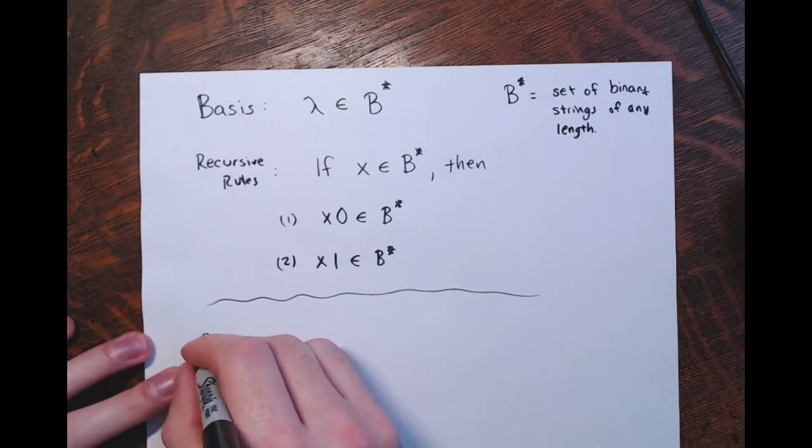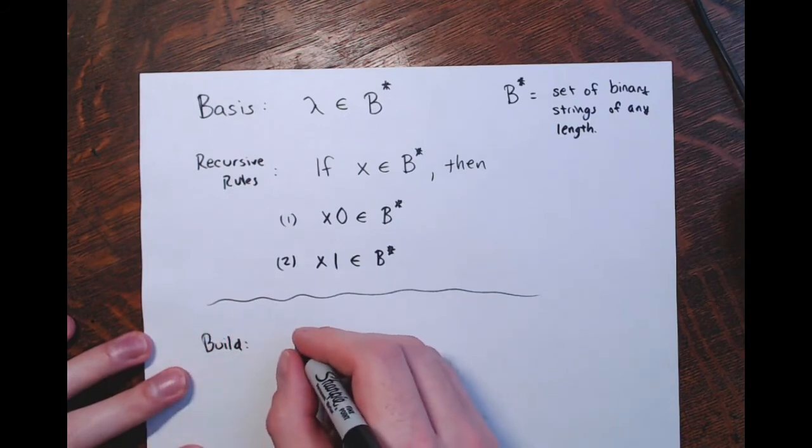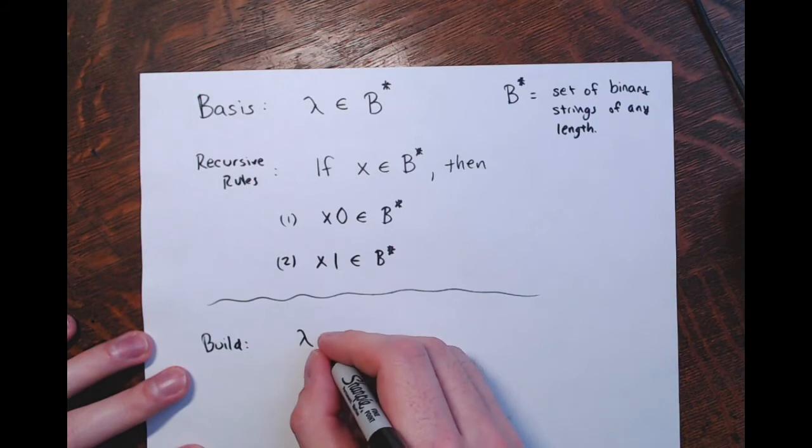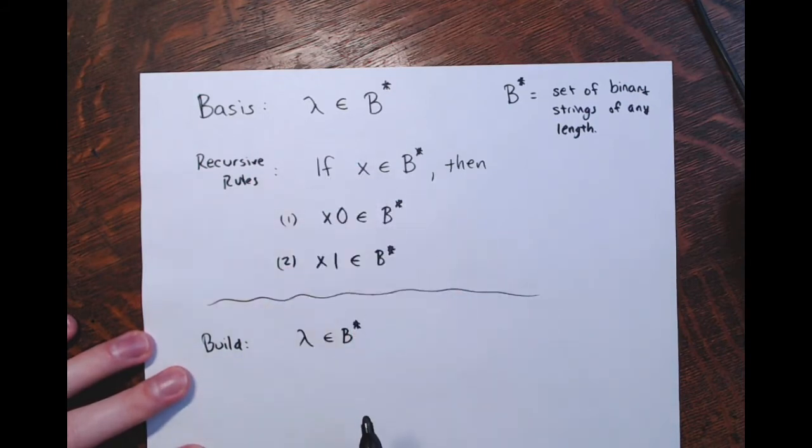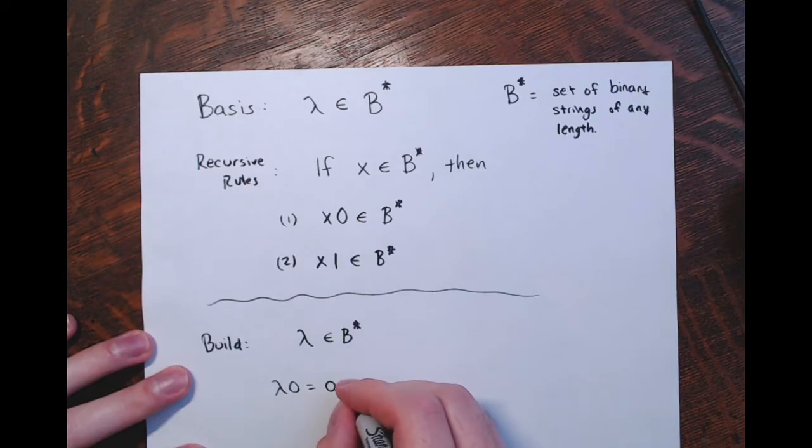So as an example, let me build some strings here. Again, the empty string, we know that this is in the set, they told us in the basis there. And then since this does, if I apply rule 1, just throw a 0 on this. Now that's just the 0 string, right? Just the string of length 1 with 0. This belongs to the set of strings. If I apply rule 2 and just pop a 1 onto it, this is just the string called 1. That belongs to the set of strings.